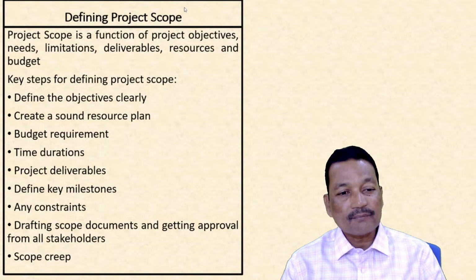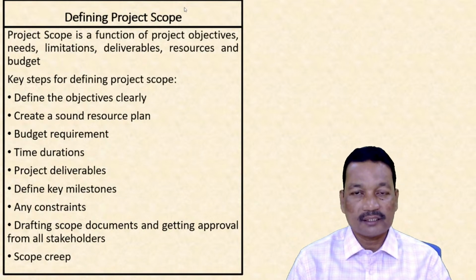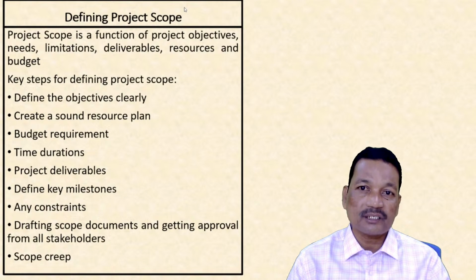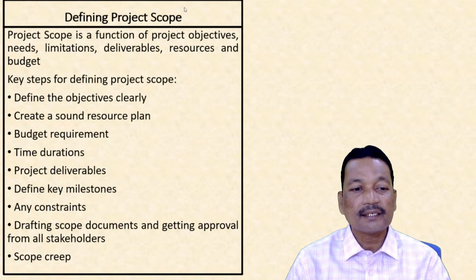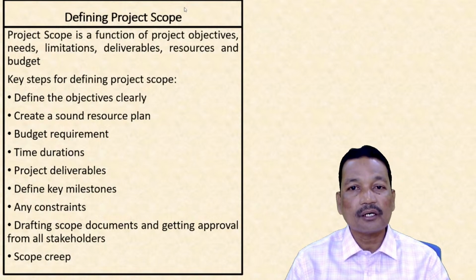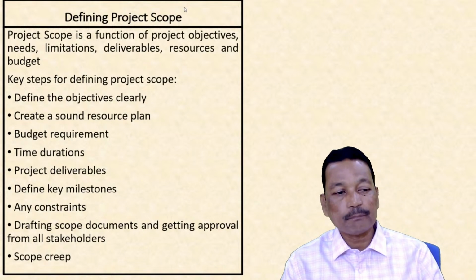So we shall draft the scope documents and get it approved from all stakeholders. We have seen in the first block the various stakeholders for a project. It can be internal, it can be external. So we shall take the approval of the scope document from all stakeholders before carrying out or executing the actual activities for a project.